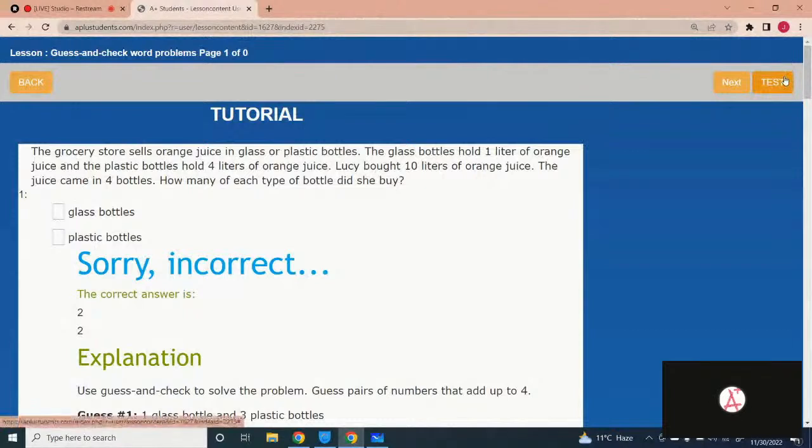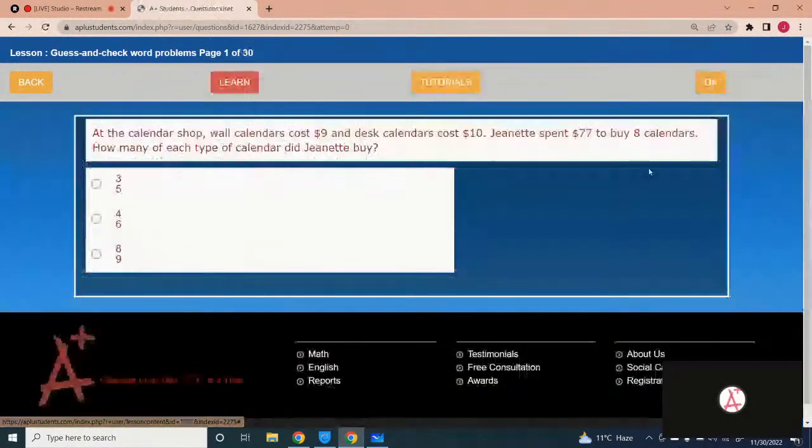Okay, let's start with the test questions. At the calendar shop, wall calendars cost $9 and desk calendars cost $10. Janet spent $77 to buy 8 calendars. How many of each type of calendar did Janet buy? Got it? Basically, you have to guess the answers. Got it?